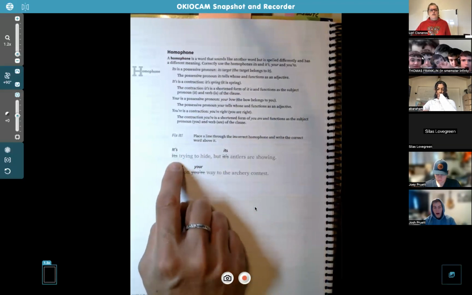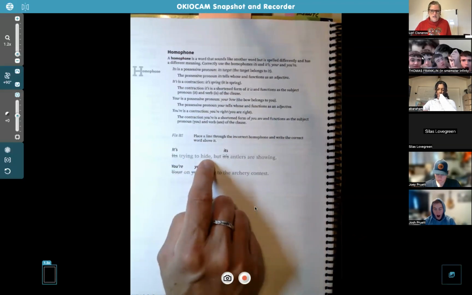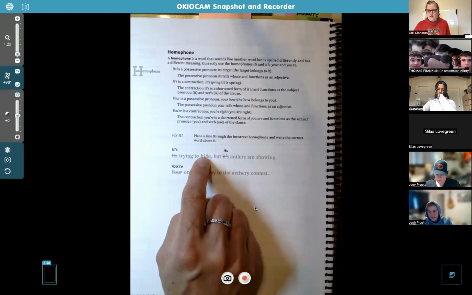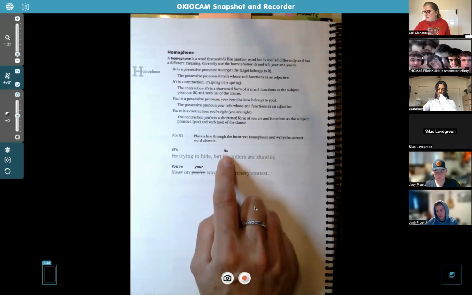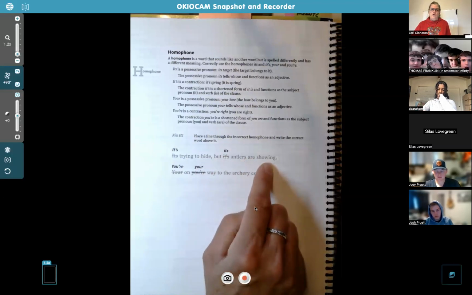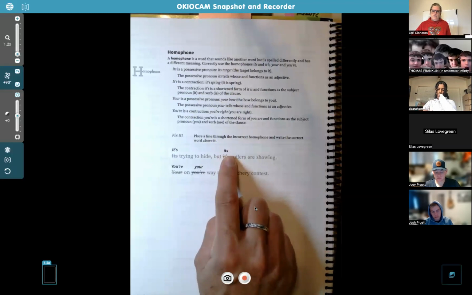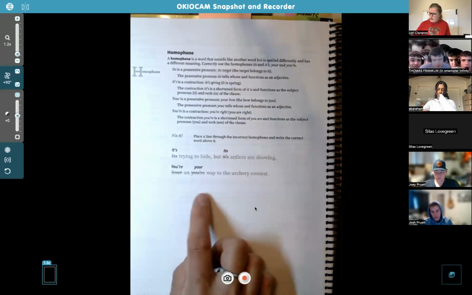It is trying to hide. And that's how you can test it, is to say "it is" and see if that fits. And if it does, then you have an apostrophe. But its antlers are showing. So that's the possessive. Its antlers belong to it.